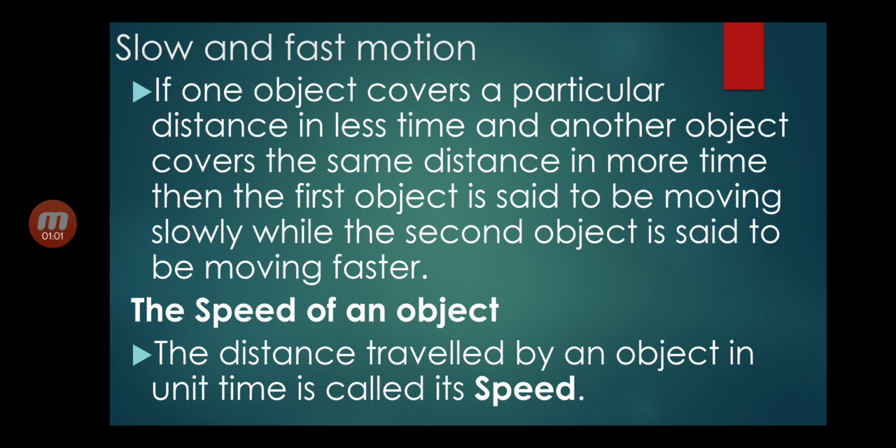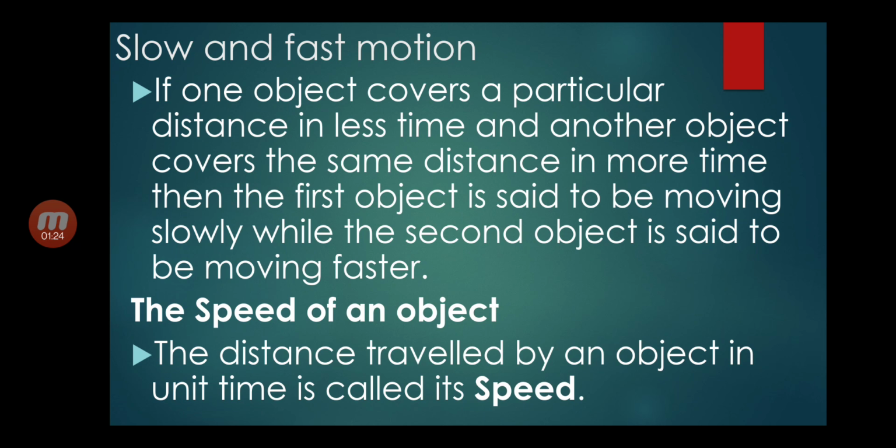Now, slow and fast motion. If one object covers a particular distance in less time and another object covers the same distance in more time, then the first object is said to be moving slowly while the second object is said to be moving faster.